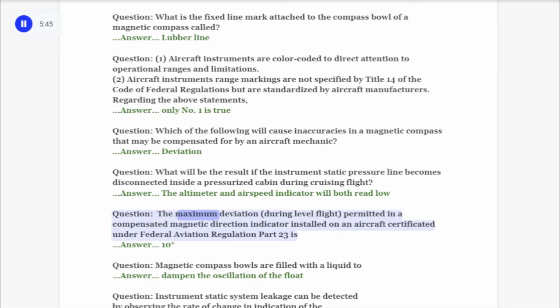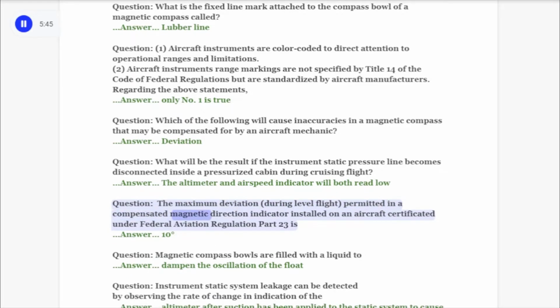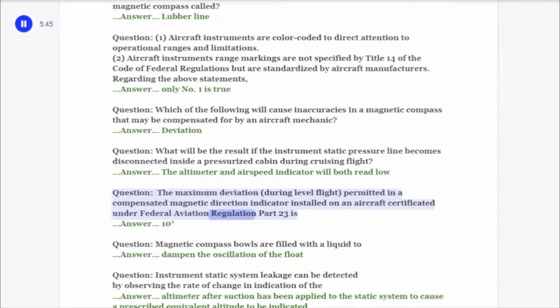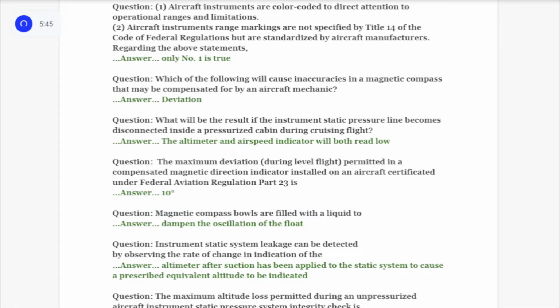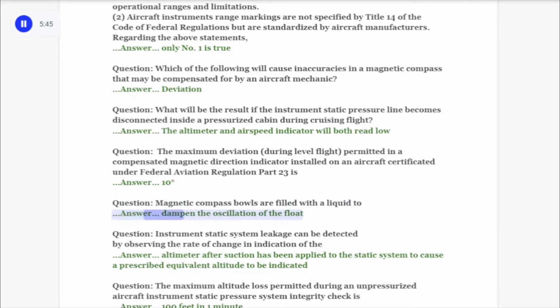Question: the maximum deviation, during level flight, permitted in a compensated magnetic direction indicator installed on an aircraft certificated under Federal Aviation Regulation Part 23 is? Answer: 10 degrees. Question: magnetic compass bowls are filled with a liquid to? Answer: dampen the oscillation of the float.